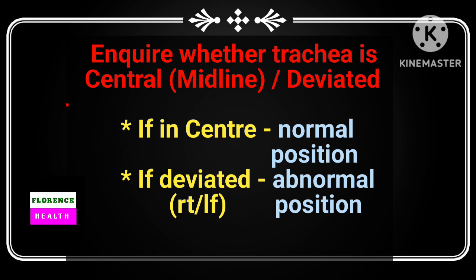After locating trachea on chest X-ray, you should inquire about whether it is at center or deviated. If it is at center, that means it is at normal position. If it is deviated to right side or left side, that is away from spine, that means it is at abnormal position. In presence of deviated trachea, you should look for its cause, whether it is due to pull effect or it is due to push effect.